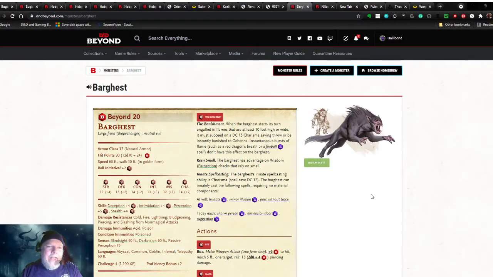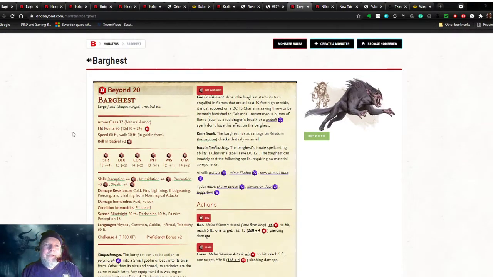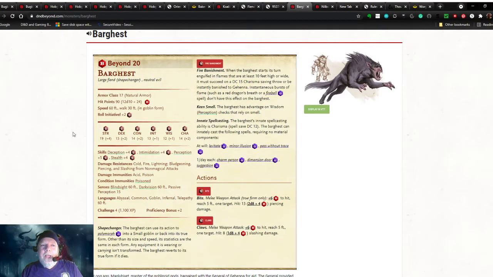All right, and now we come into the downright strange goblinoids. And the first one is a Barghest. And a Barghest gets the goblinoid tag, but it's also a fiend. And so, fiend as in demonic? Absolutely fiend as in demonic. This guy is a CR4 creature. He's large. He's a shape changer. He has armor class 17 and 90 hit points.